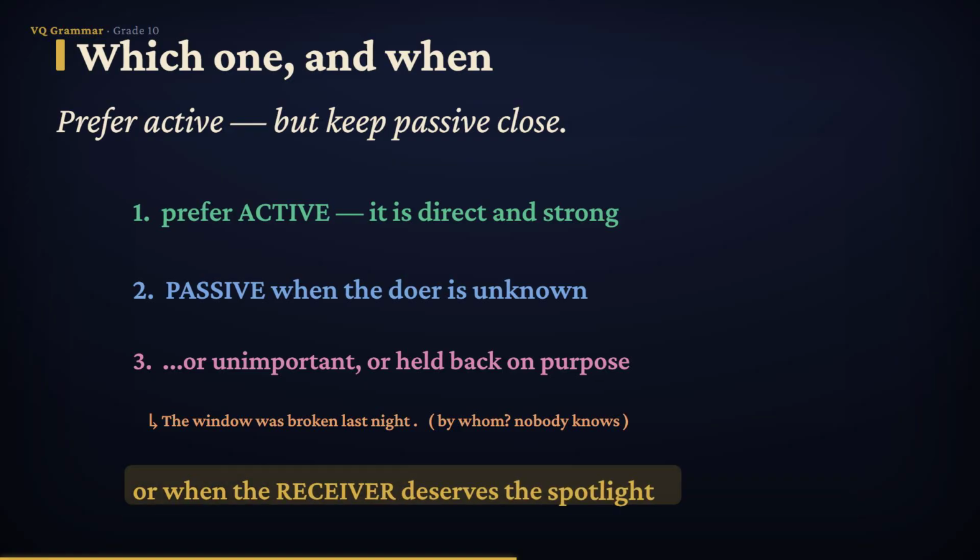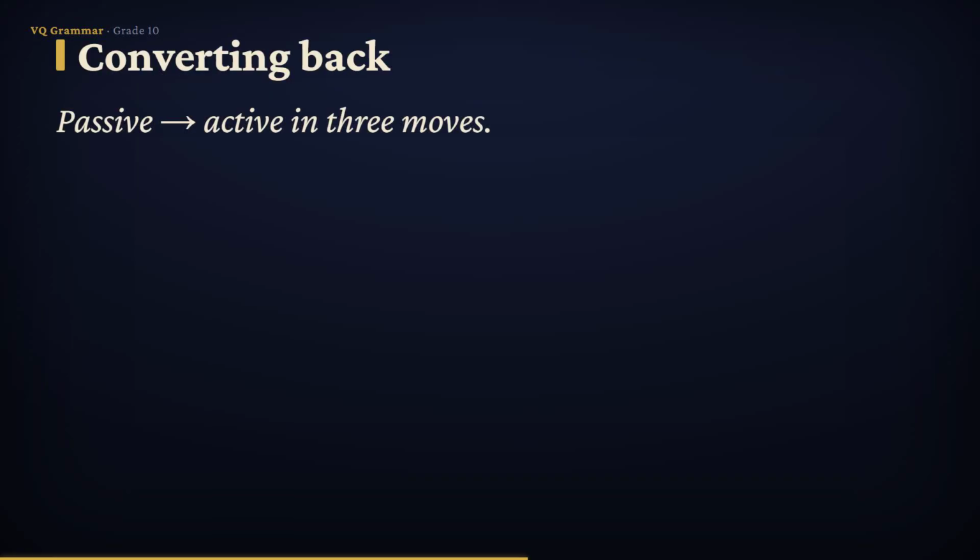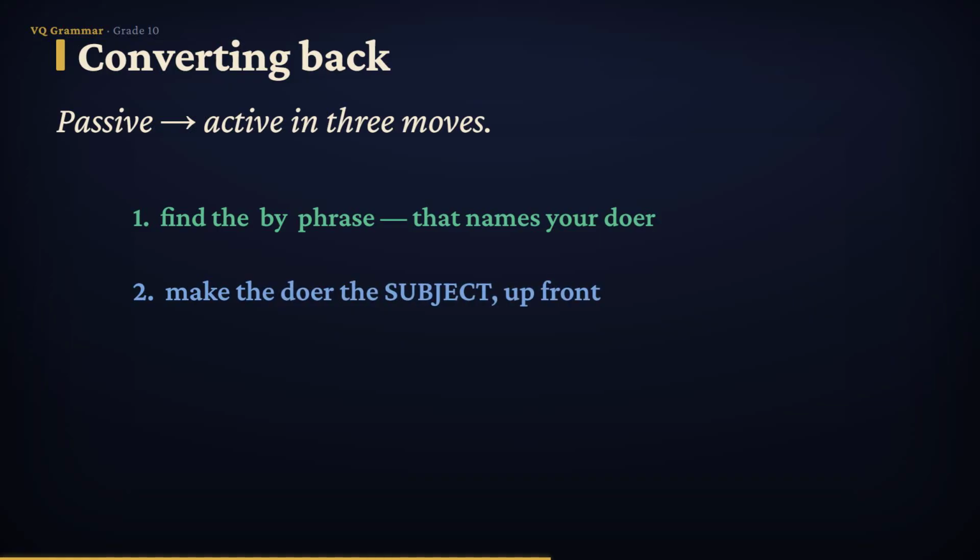Use the passive when the receiver deserves the spotlight, when the thing acted upon is the real news of the sentence. Let's practice the trip in the other direction, from passive back to active, in 3 quick moves. Move 1. Find the by phrase, because that is where the doer is hiding. Move 2. Take that doer and make it the subject, right up front where it belongs. Move 3. Drop the be form, keep the plain verb, and let the old subject slide back to become the direct object. Watch it happen.